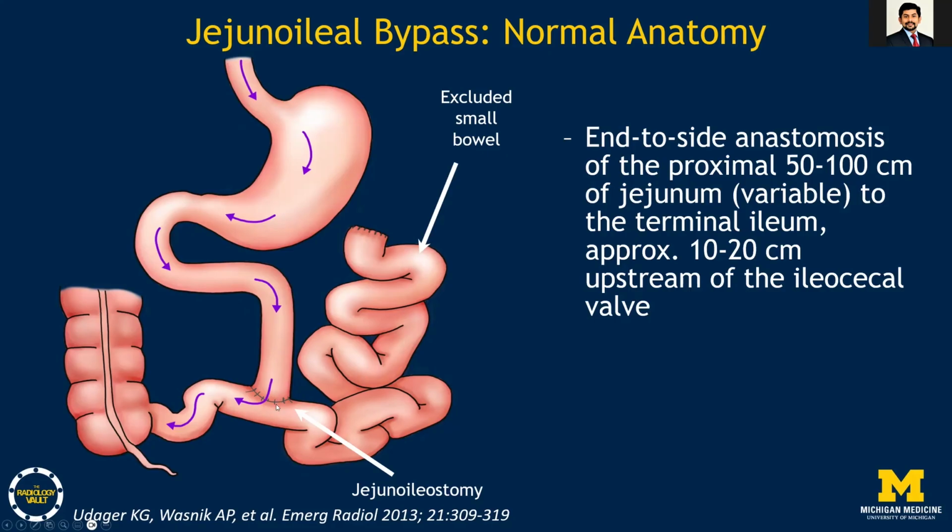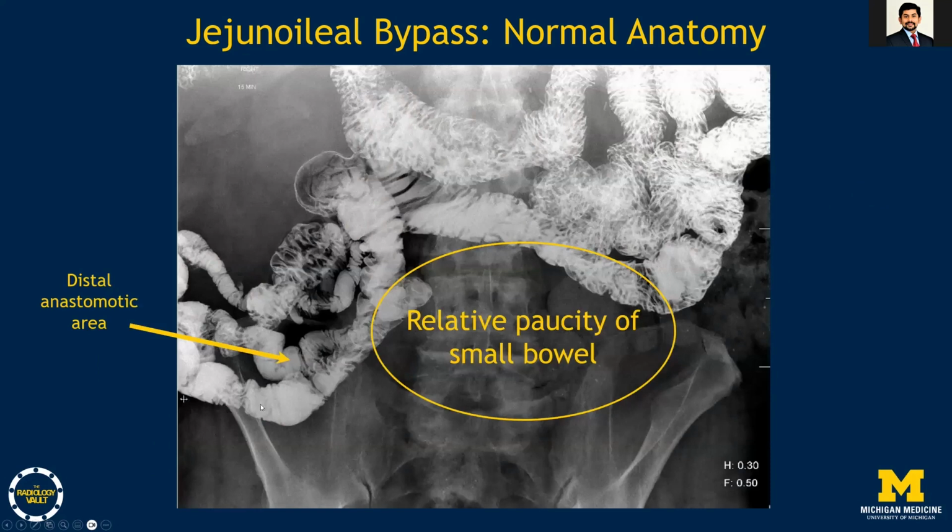This is the jejunoileostomy. If you look at fluoroscopic imaging, you will notice that the jejunum is very short, looks like a short bowel with the feathery appearance, and terminates directly into a more distal ileum. And the majority of the bowel loops are not opacified because they have been bypassed.